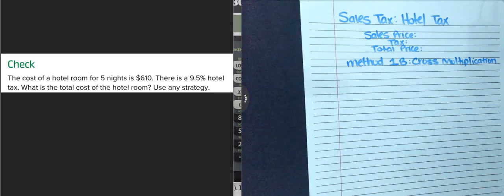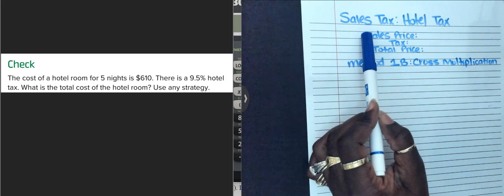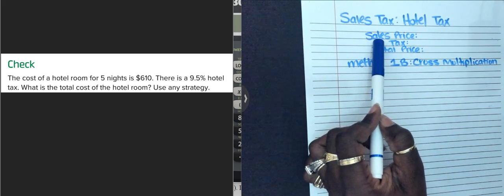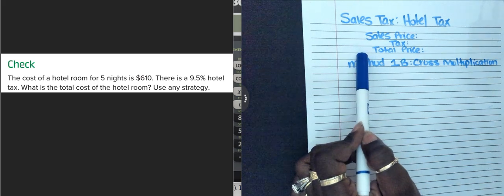All right, so we have another example where we're talking about the hotel tax. Still talking about sales tax. So we should know that when we talk about sales tax, we're talking about adding the sales price and the tax dollar amount for us to find the total price that we need to pay.